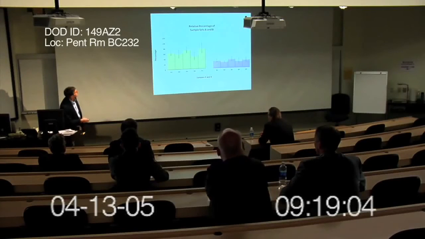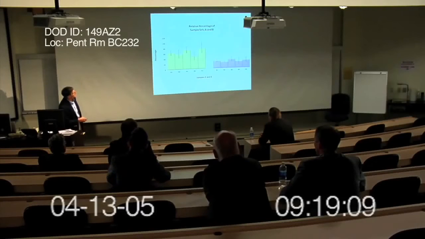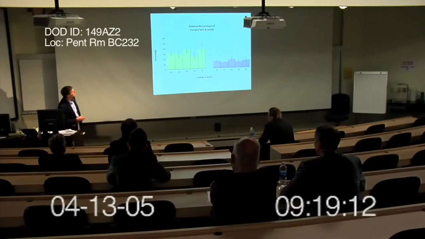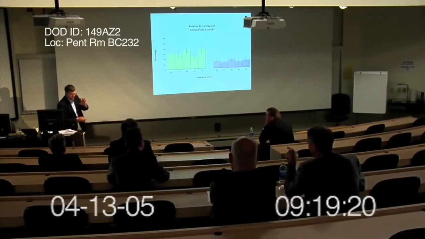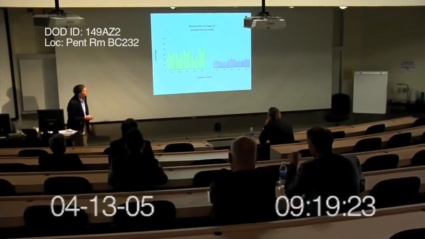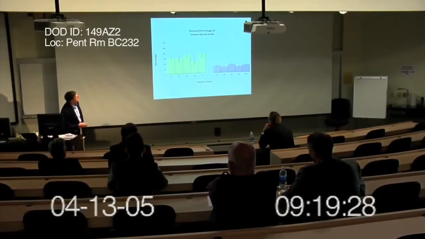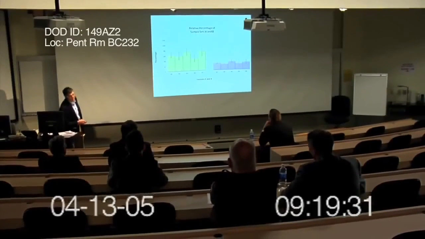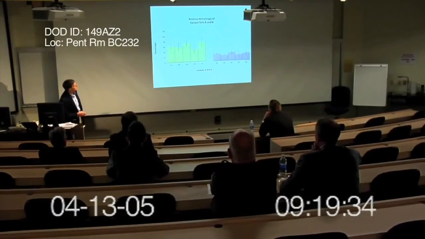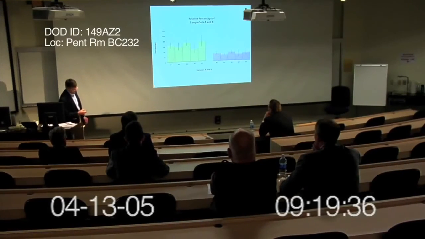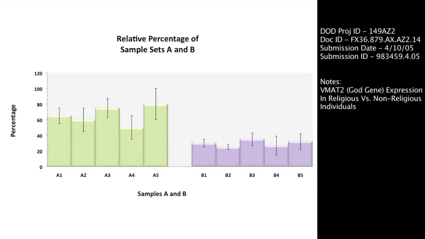On the left over here, we have individuals who are religious fundamentalists, religious fanatics, and this is the expression, RT-PCR, real-time PCR expression of the VMAT2 gene. Over here, we have individuals who are not particularly fundamentalists, not particularly religious, and you can see there's a much reduced expression of this particular gene, the VMAT2 gene. Another evidence that supports our hypothesis for the development of this approach.